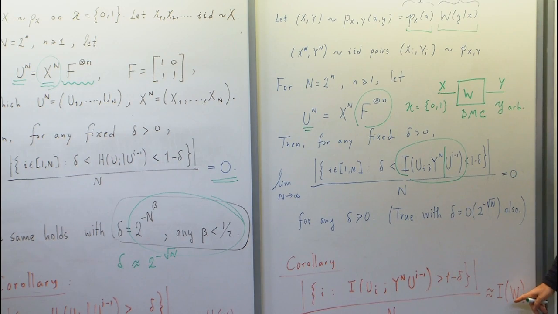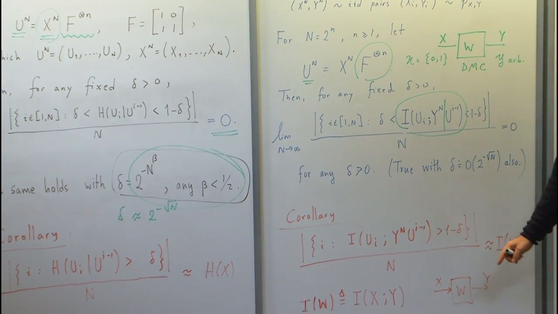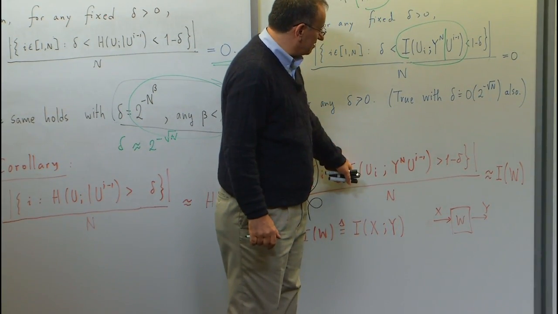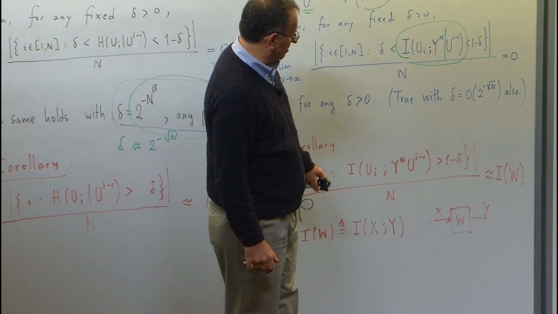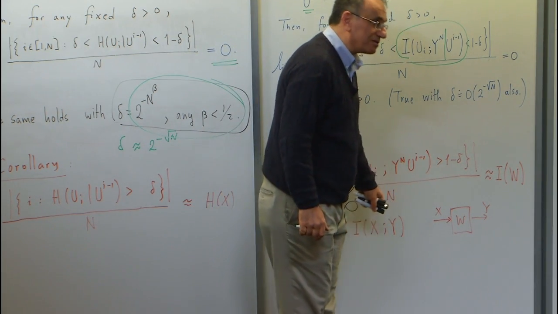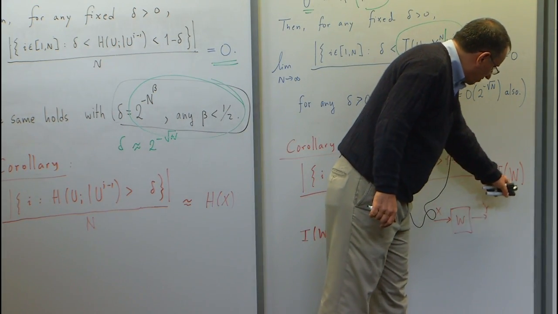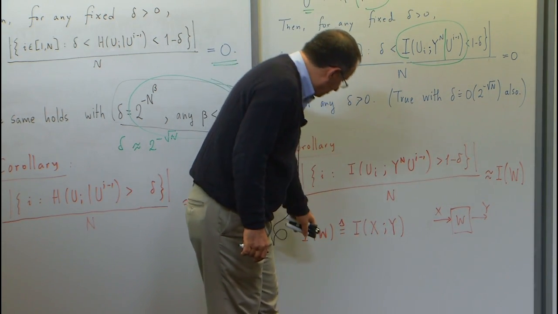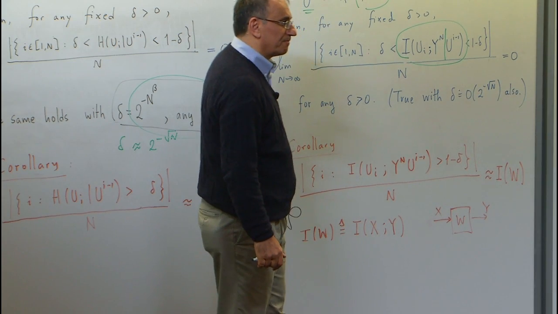And this corollary here is the counterpart of the entropy corollary. So it says the number of channels for which the capacity is near 1 is approximately equal to n times the capacity of the original channel. Not exactly the capacity, but the mutual information.